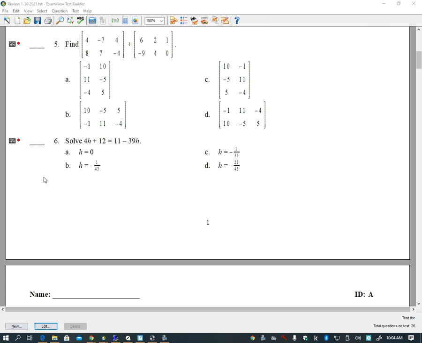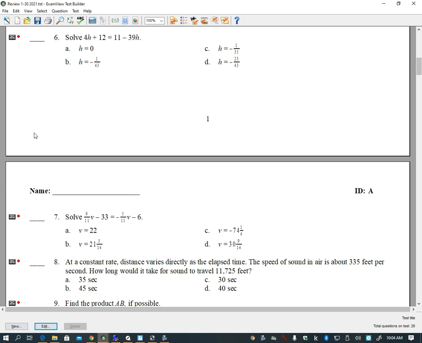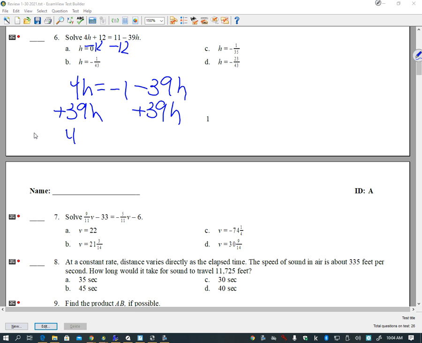Yeah. Hopefully. All right, 6 wants you to solve for H. Subtract 12 on both sides, someone says. Subtract 12. So you got 4H equals what? 1 minus 39H. Plus 39 what? H plus 39H. Okay, 4h equals negative 1 divided by 43. H equals negative 1 over 43.